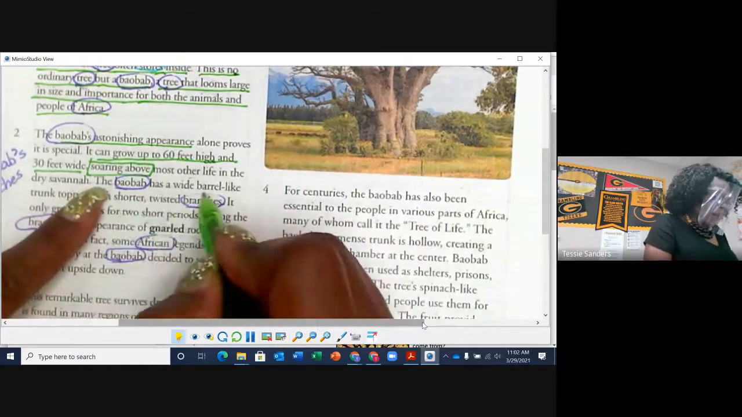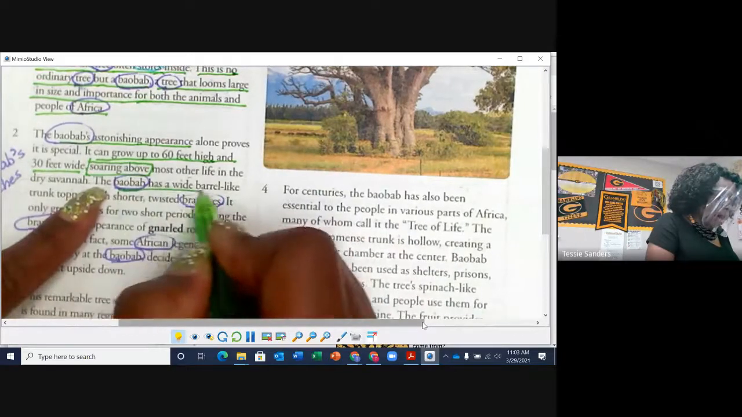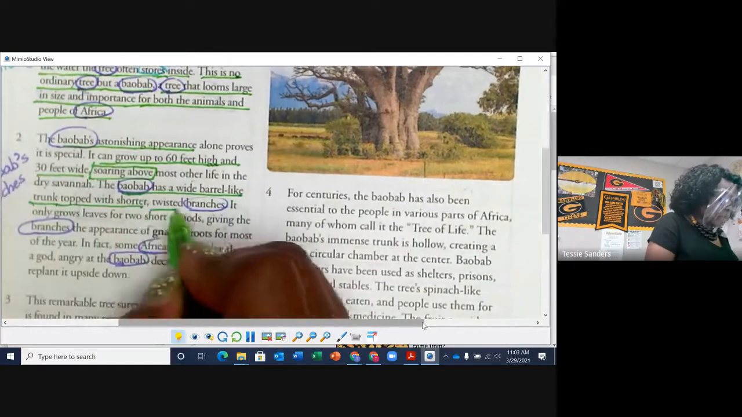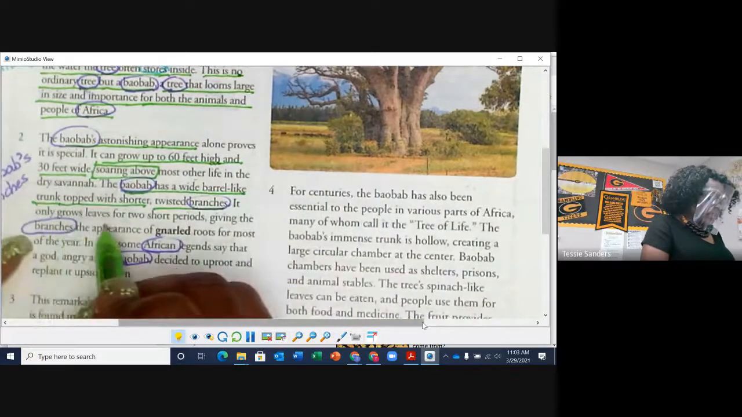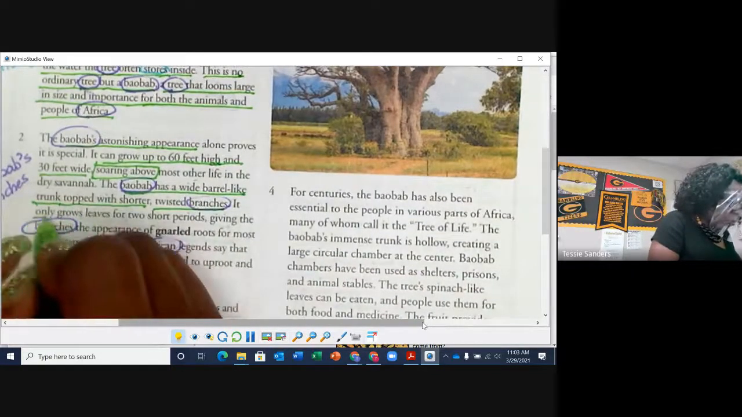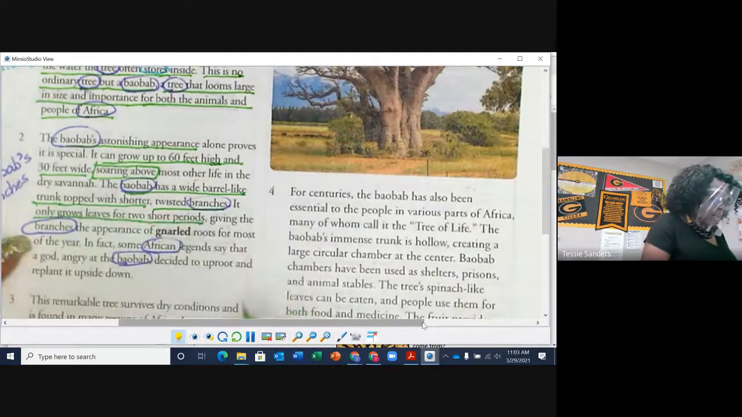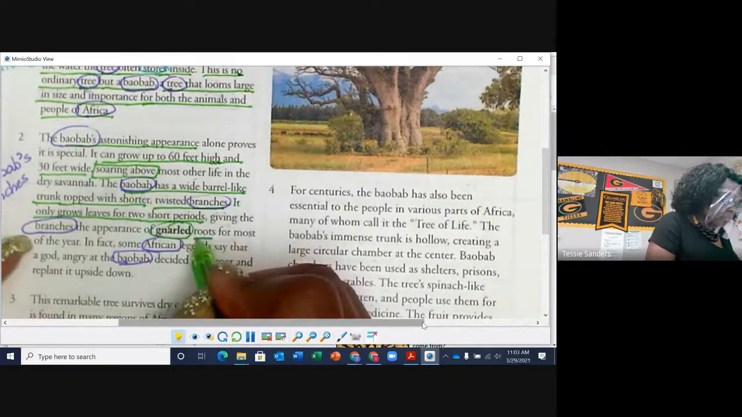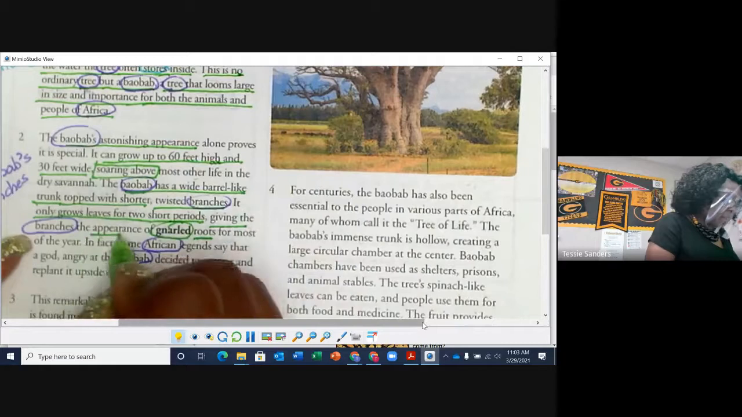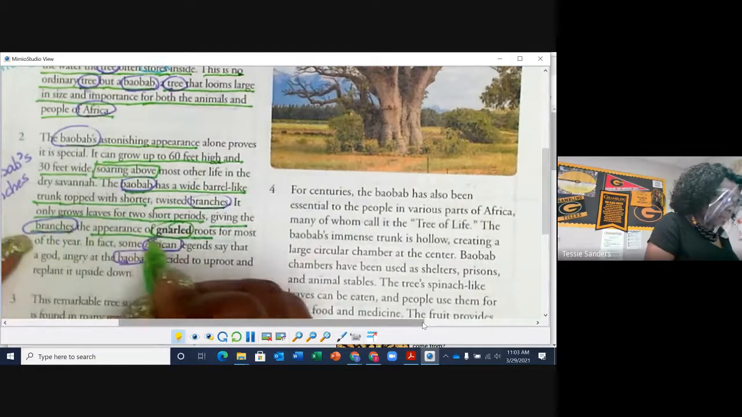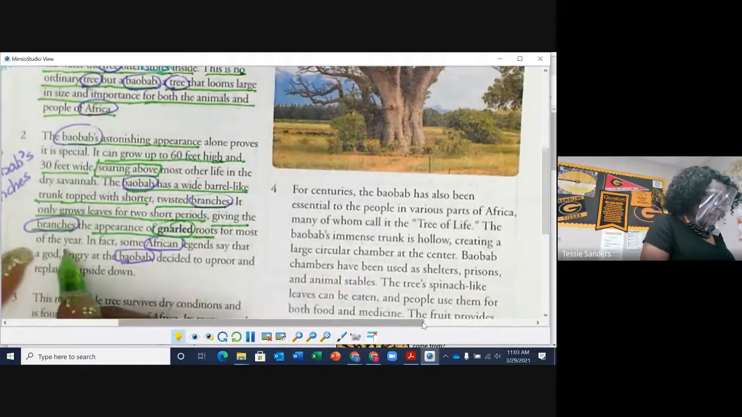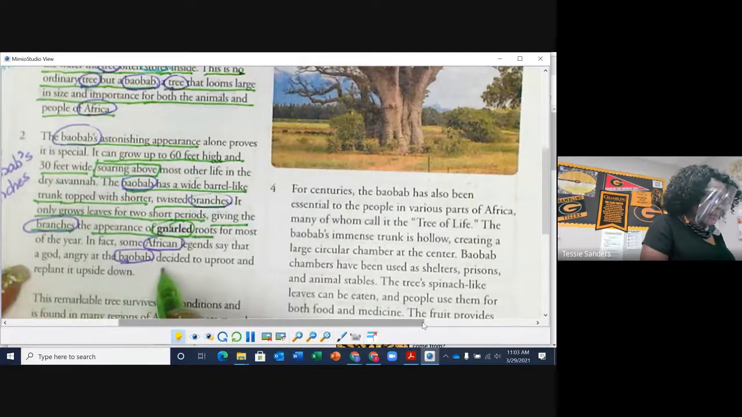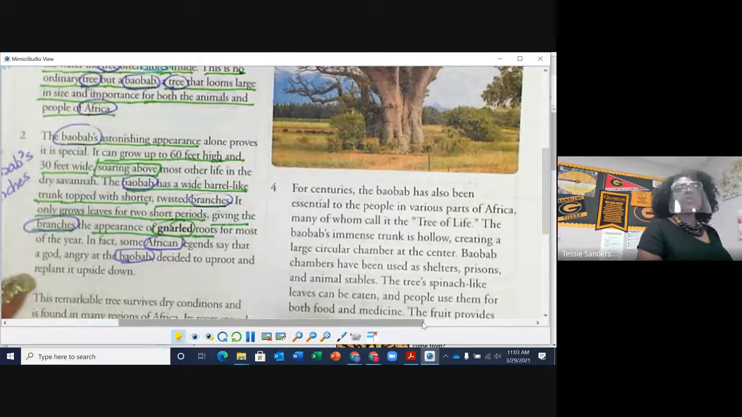The Balboa has a wide barrel-like trunk topped with shorter, twisted branches. It only grows leaves for 2 short periods, giving the branches the appearance of gnarled roots for most of the year. In fact, some African legends say that a god angry at the baobab decided to uproot and replant it upside down.